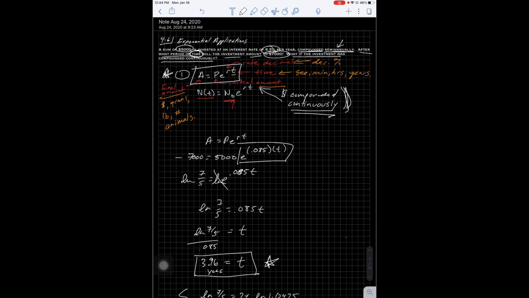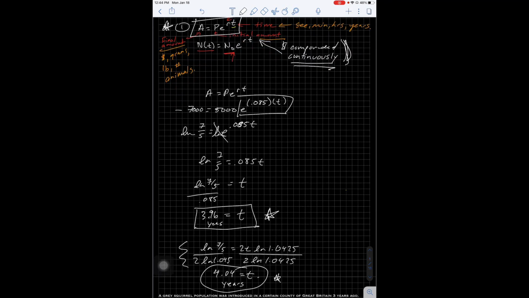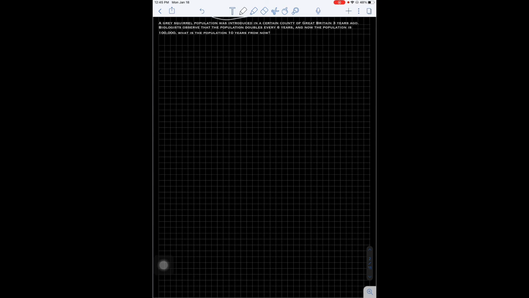They're all the same, either the compounded continuously or not. And let's take a look at another type of problem. A gray squirrel population was introduced 3 years ago. Biologists observed the population doubles every 6 years, and now the population is 100,000. What's the population 10 years from now? So when you approach these problems, the finance problems always have an interest rate. Okay, but when you approach any other kind of problem, the first thing you want to ask yourself is, do I know what R is?